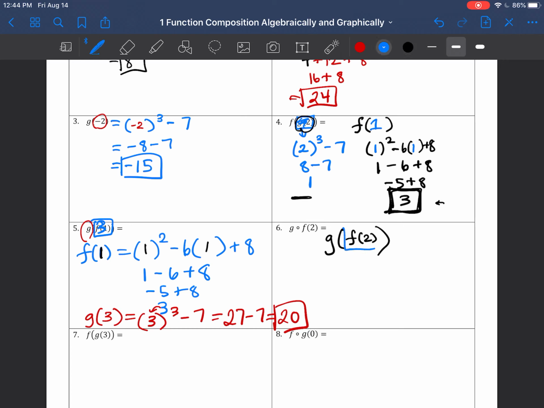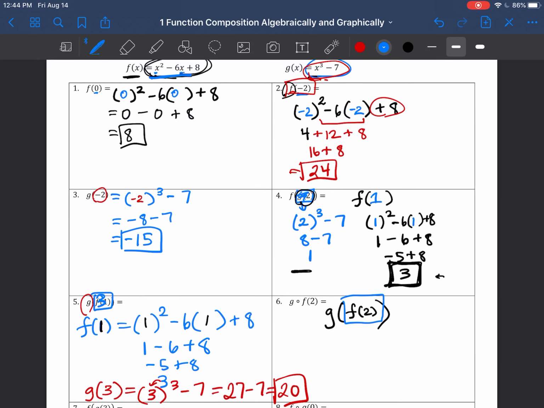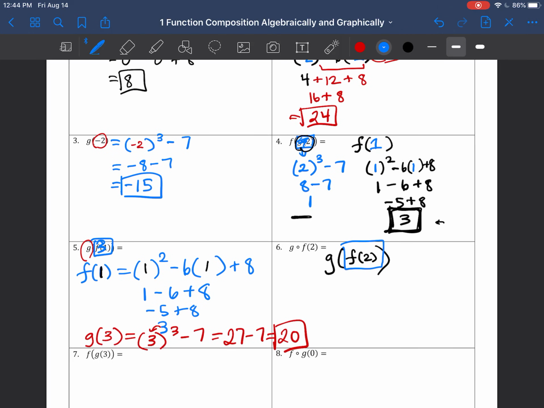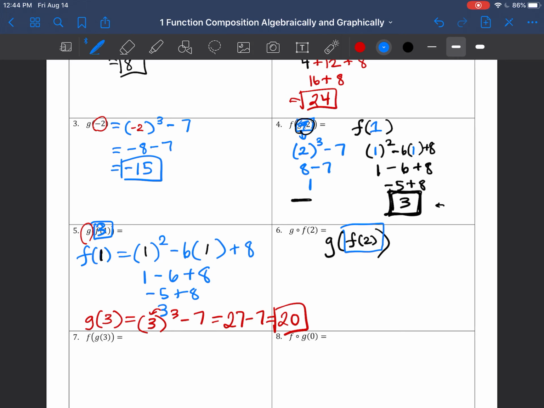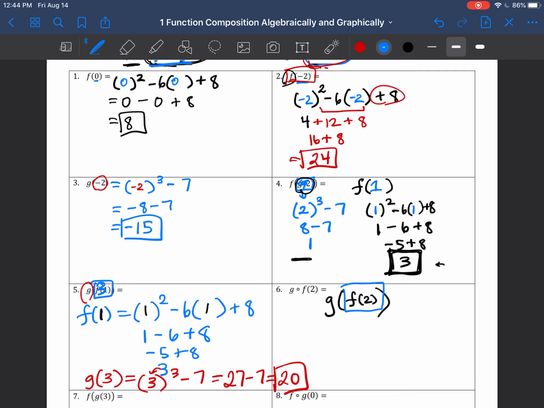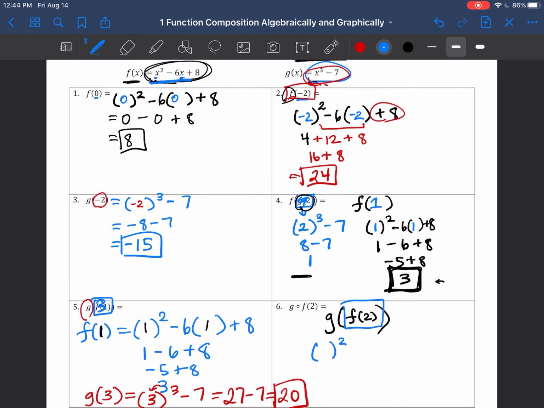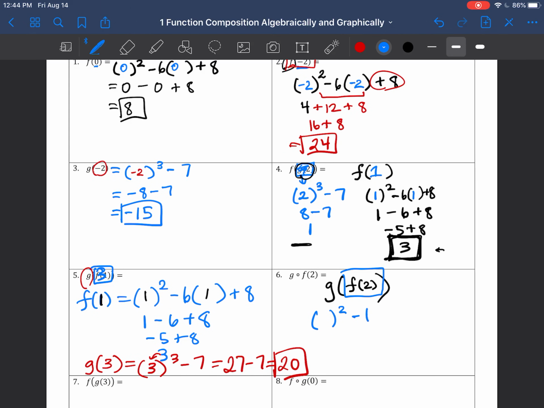And so that means we have to figure out what F of 2 is first. And I wonder if we've done that. Nope. And so F of 2, using our rule, x squared minus 6x plus 8. We put the 2 here. Gives us 4 minus 12 plus 8. Gives us negative 8 plus 8, which gives us 0 for our output.